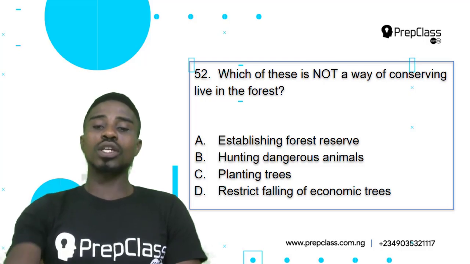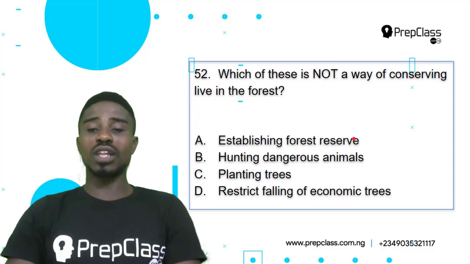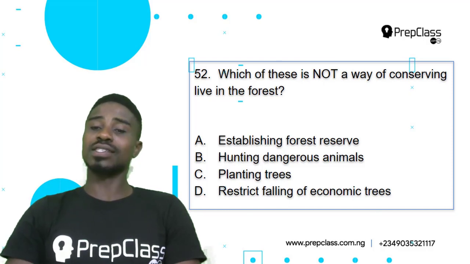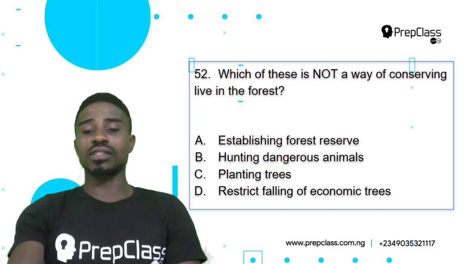Option A, establishing forest reserve, is a way of conserving life, because when you establish forest reserve, that means we are saying this environment is a forest settlement and people cannot go in there to cut trees or kill animals. So it is a restricted area where wildlife can live freely and people can come there and see them in their natural habitat. So that is a way of conserving life, and that's not our correct answer.